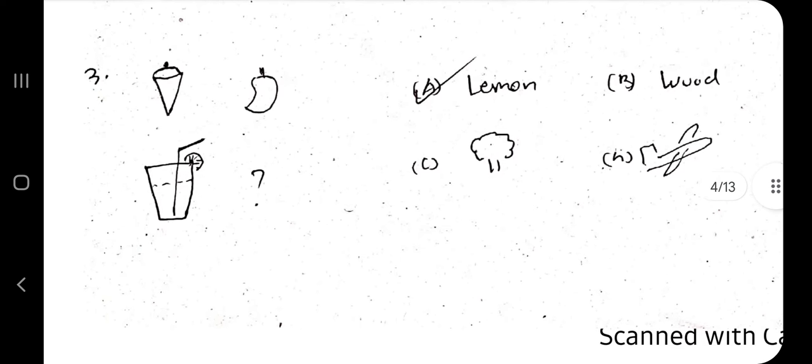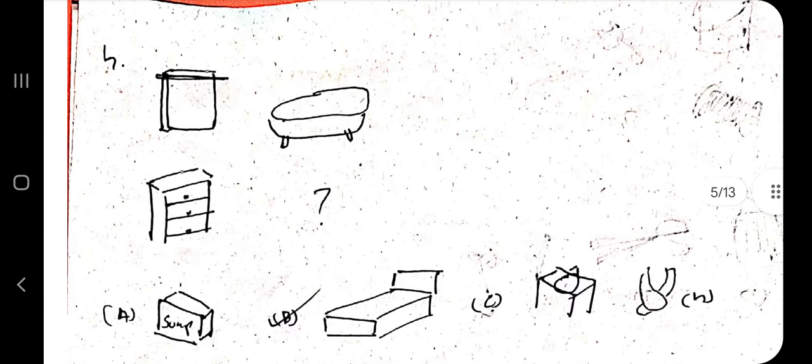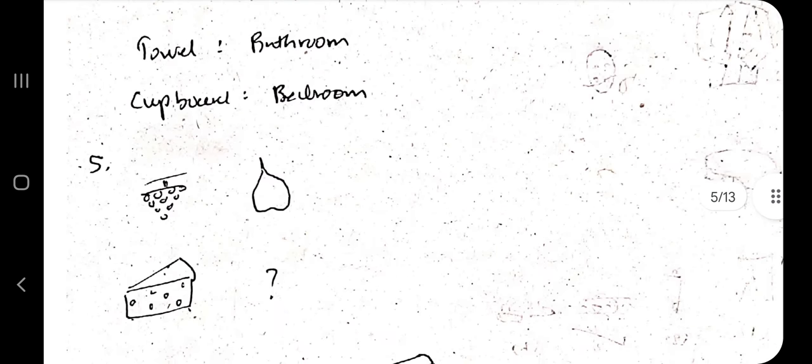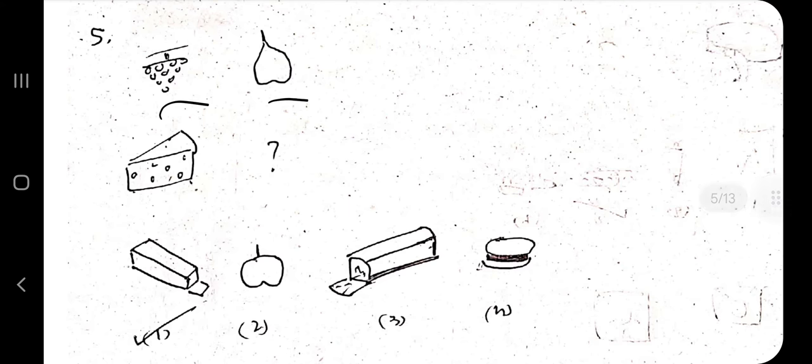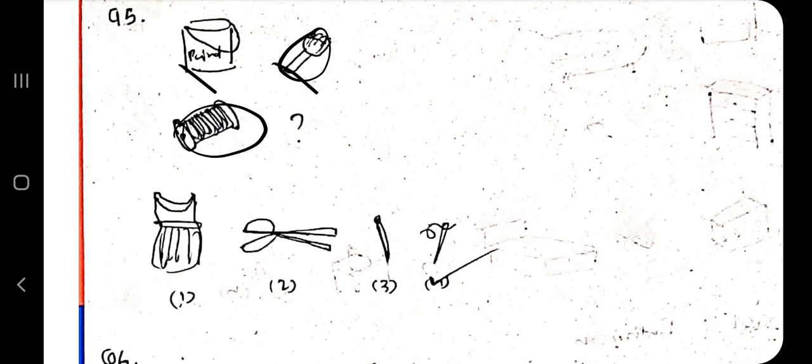Okay. And this is ice cream. It's made of mango. And this is the lemonade. It's made of what? Lemon. This is towel. And this is bathtub. Where do you find towel and bathtub? In the same place. Where do you find cupboard and bed? In the same place. Okay. Grapes and pear go with cheese and butter. Paint, you brush with paint, and this is the thread, you use needle to stitch the clothes.